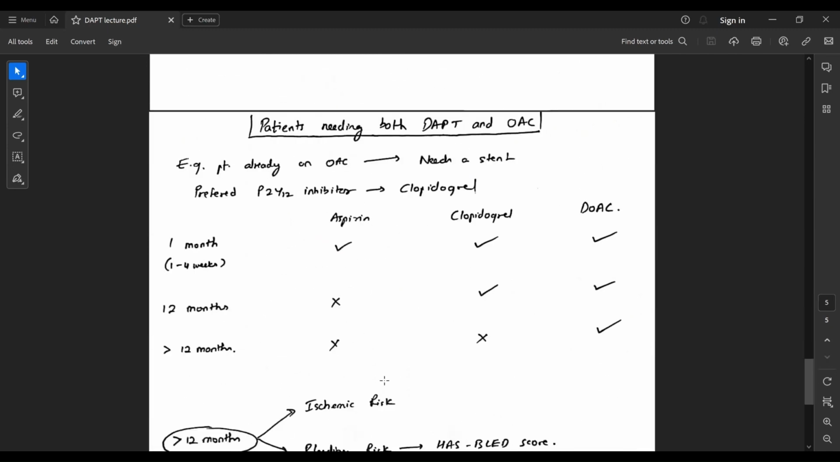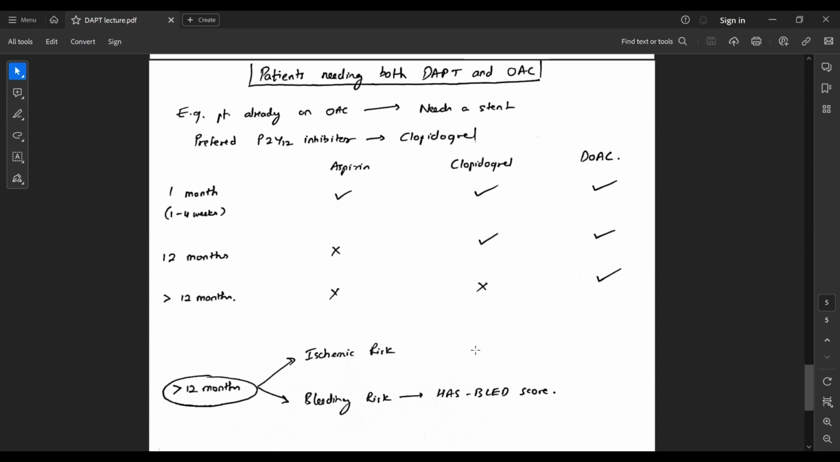Coming to the last part is what will you do in the patients who require both dual antiplatelet therapy and oral anticoagulation? What are the guidelines based on the recent evidence that we have? Now, let's take an example of a patient who already is taking oral anticoagulation. Let's say, for example, the patient has atrial fibrillation, is on either apixaban or rivaroxaban, and he comes in with an acute coronary event and requires a stent, requires PCI and undergoes a stent placement. Now, what would you do?